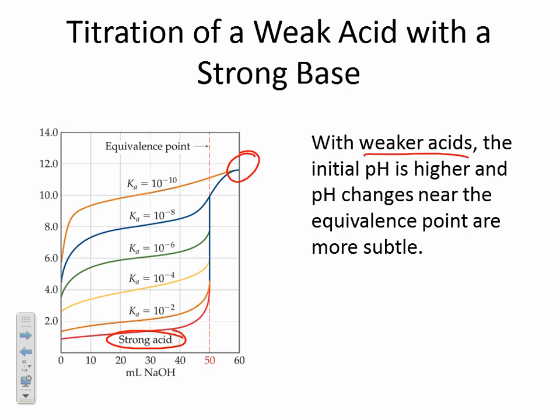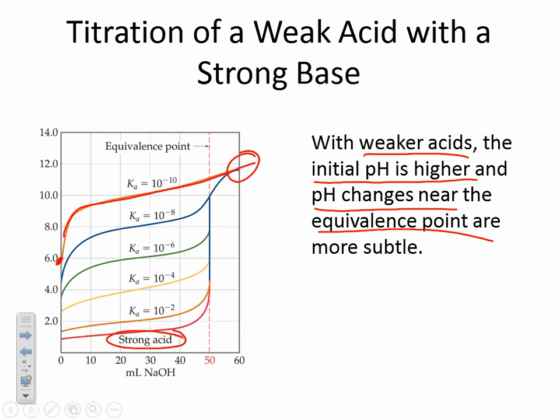Right, with weaker acids, our initial pH is higher, and the pH change near the equivalence point is more subtle, meaning that steep section gets smaller and smaller and smaller and smaller. You'll notice even with this last one, right, this one that starts here and goes through here, its equivalence, its steep section is basically non-existent because the acid is so incredibly weak.